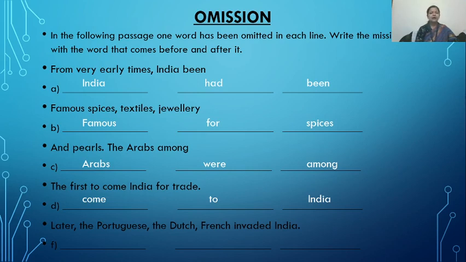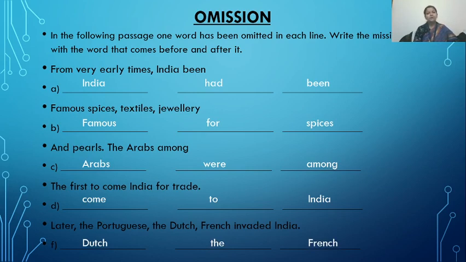Now let's come to the last. Later, the Portuguese, the Dutch, French invaded India. Now children, you can see that "the" is used with Portuguese, the article is used with Dutch, but "the" is not used with French. So, where the word has been omitted, it is omitted before French. So, it should be Dutch, the French.